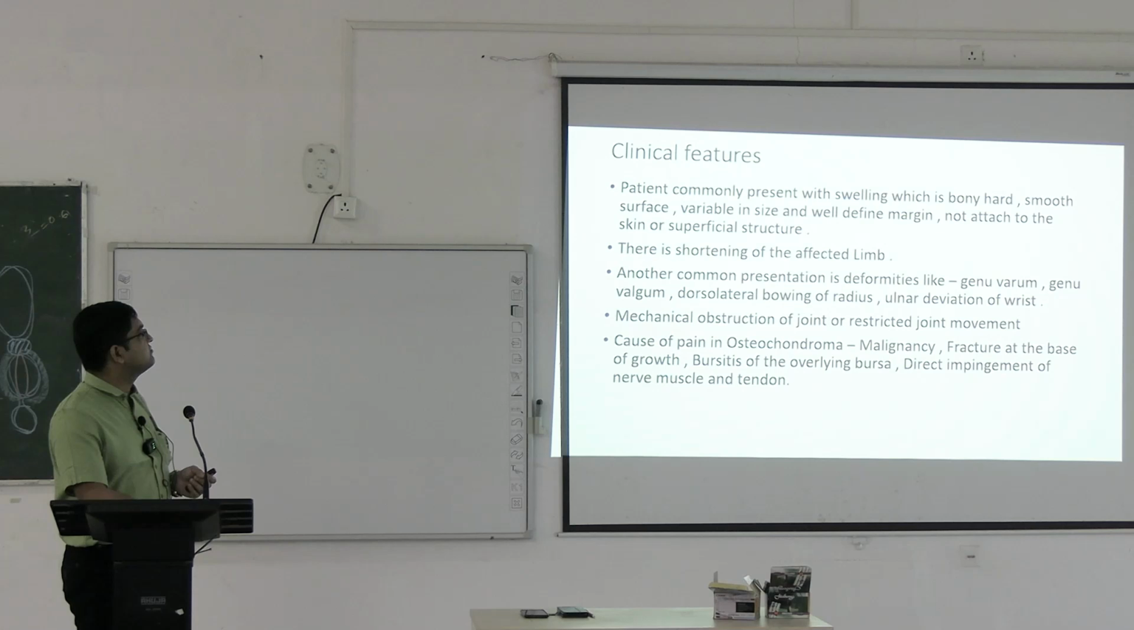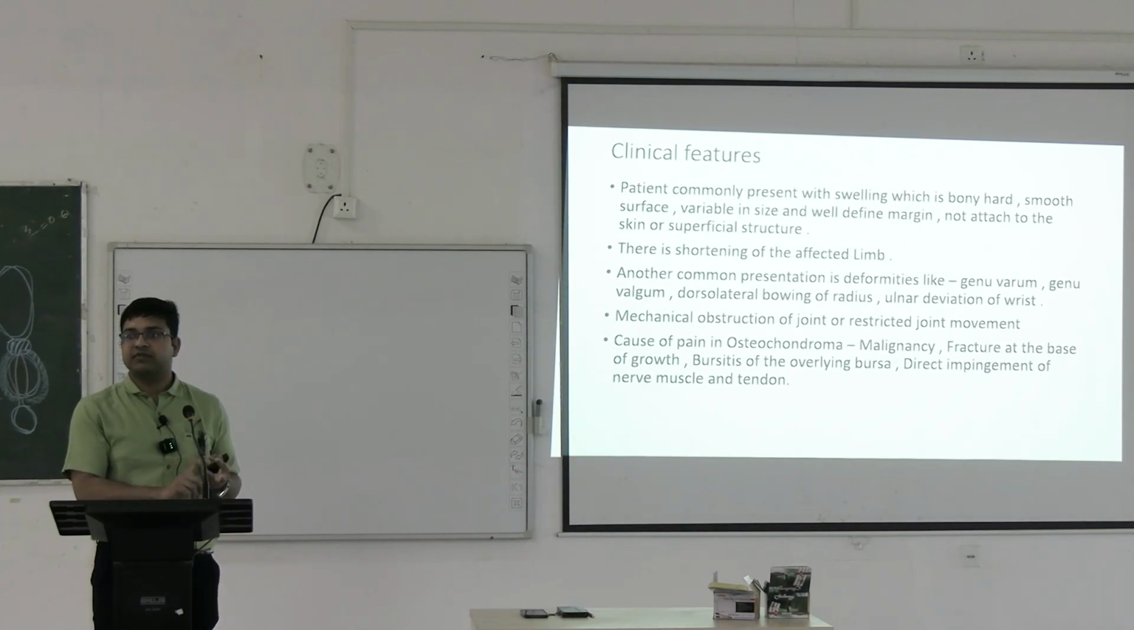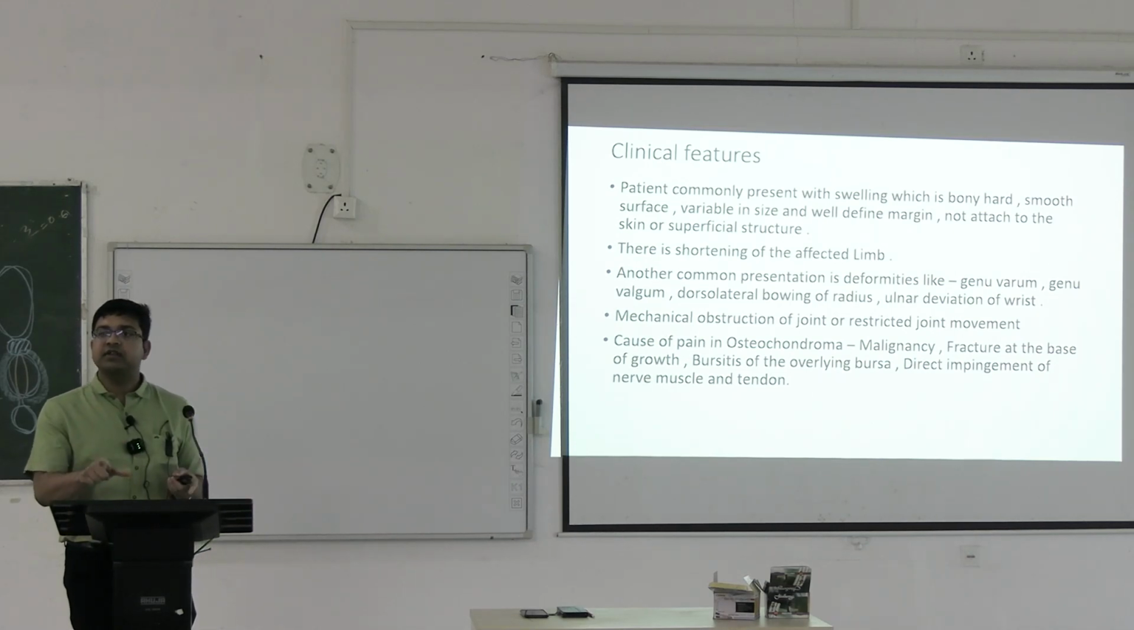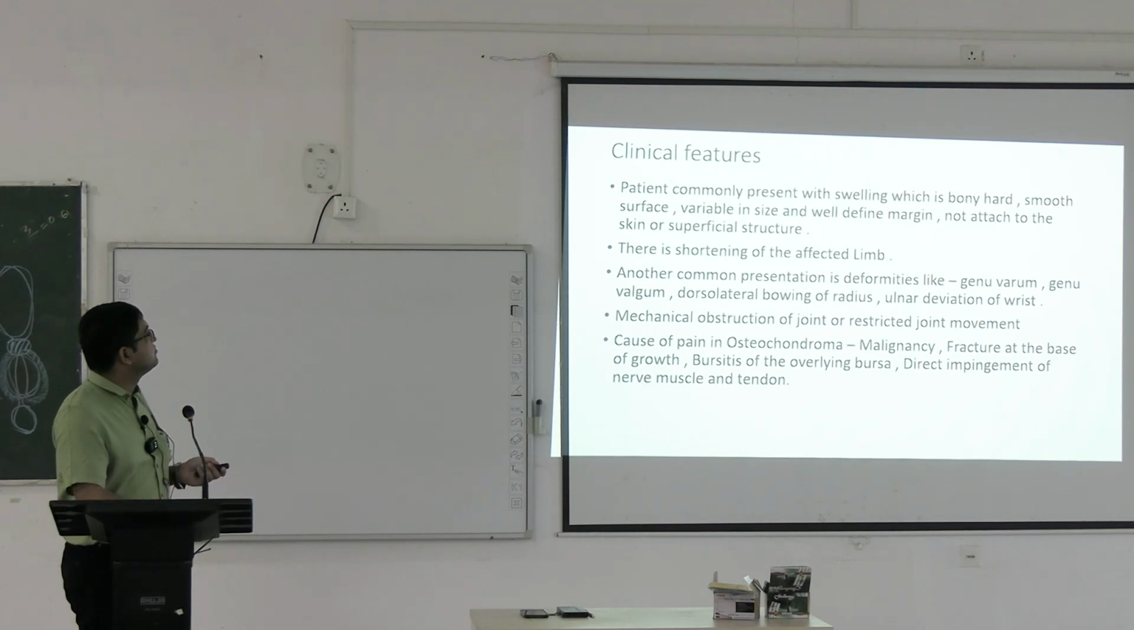Patient commonly present with a swelling which is bony, hard, smooth surface, variable in size, well defined margin and not attached to the skin and superficial structure. Okay, first of all it is a bony hard swelling, and the surface of any benign bone tumor is regular, so smooth surface. The benign bone tumor never invades the surrounding soft tissue, and it never involves the overlying skin. So the skin condition will be normal and it is not adhered to the soft tissue. Okay. So bony hard, smooth surface, variable in size and well defined margin, not attached to the skin or superficial structure.